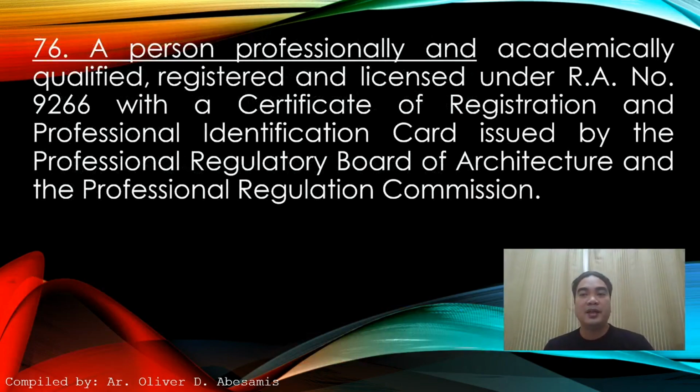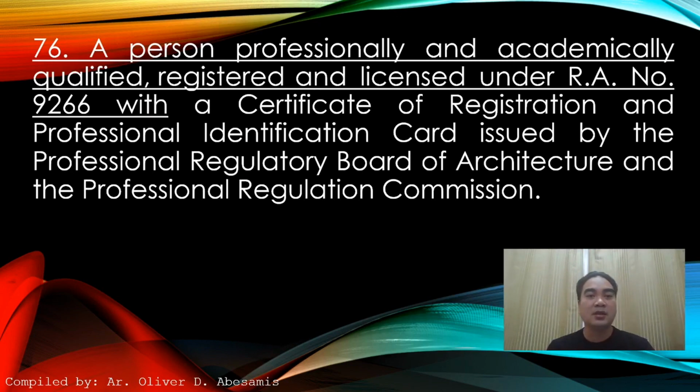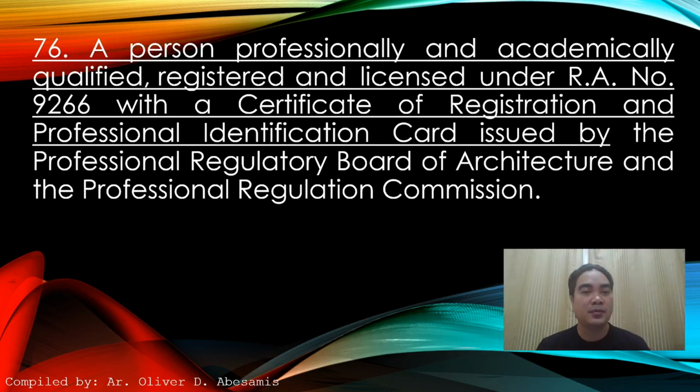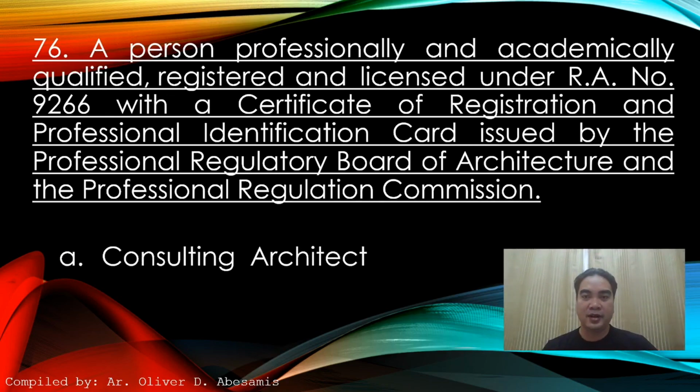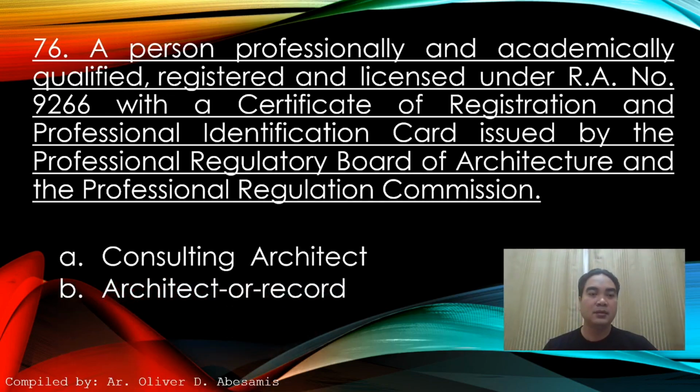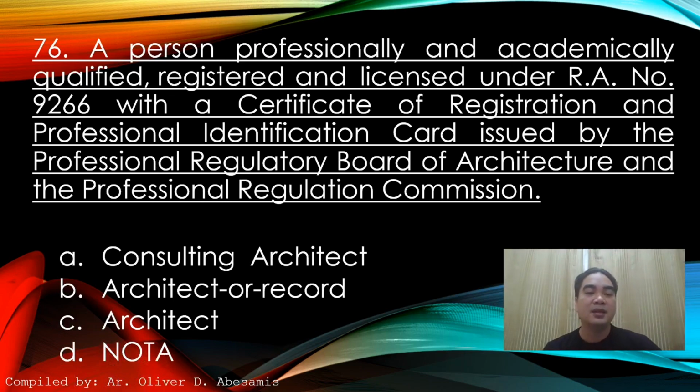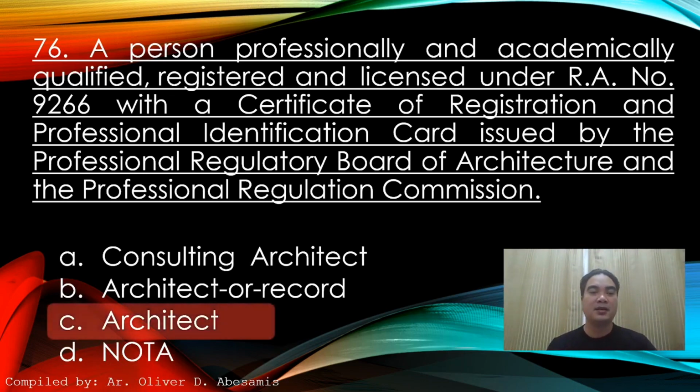A person professionally and academically qualified, registered and licensed under RA number 9266 with a certificate of registration and professional identification card issued by the Professional Regulatory Board of Architecture and the Professional Regulation Commission. A. Consulting architect. B. Architect of record. C. Architect. And D. None of the above. Answer? C. Architect.